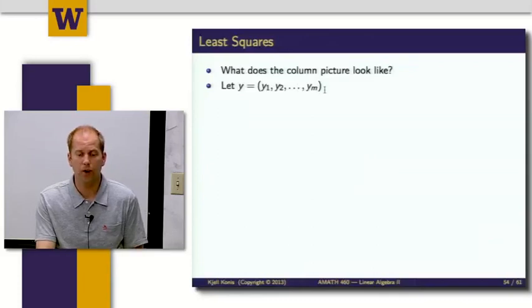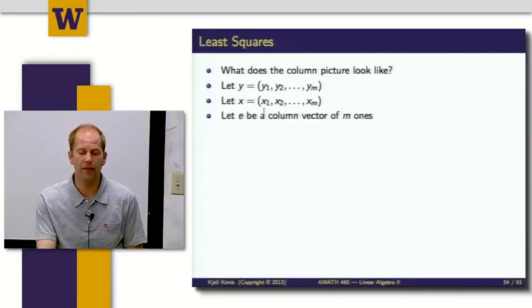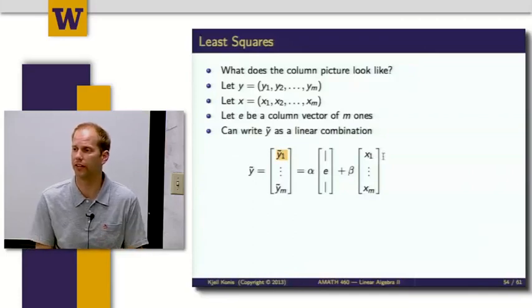So I'm going to take my y values, y1 up to ym, and call that a vector y. Do the same thing to get a vector x. So x is just the vector of all the x values. And then I'll let E be a column vector of m 1s again. And so what I end up with is I can write y tilde, the points on the line now, as a linear combination of my vector of 1s and my vector of x's. So y1 is equal to alpha times 1, so y1 is equal to alpha plus beta times x1, and that holds for each row.